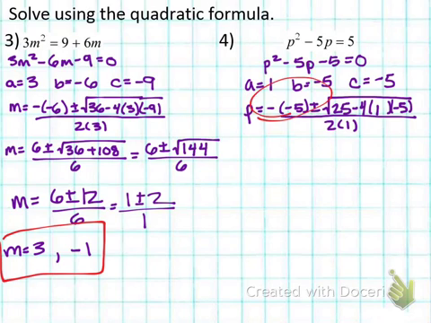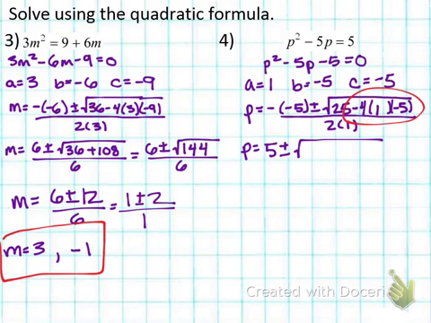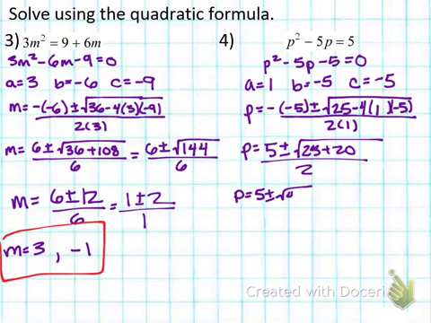Okay, the negative 5 here gives me a positive 5. And then I have plus or minus the square root. 4, 5, and 1 here. Those multiplied to 20. I have 2 negatives, so it's going to be a plus 20. So I have 25 plus 20, and all over 2 times 1 is just 2. 25 plus 20 here is going to be 45, so I have p equals 5 plus or minus the square root of 45 over 2.